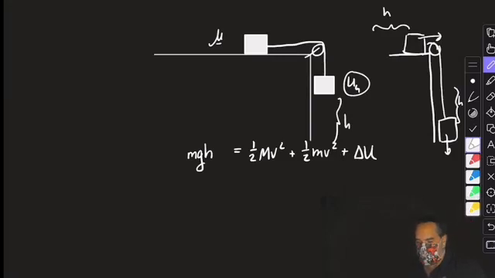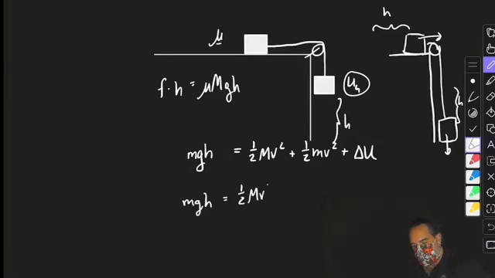How much energy are we talking about? Well, the amount of energy, not direction, the amount of energy is going to be the frictional force times h, which is going to be mu mgh. That's just the amount of energy. Force times distance for the frictional force. So now I take mgh equals 1/2 Mv squared plus 1/2 little mv squared plus mu mgh. Solve for v.